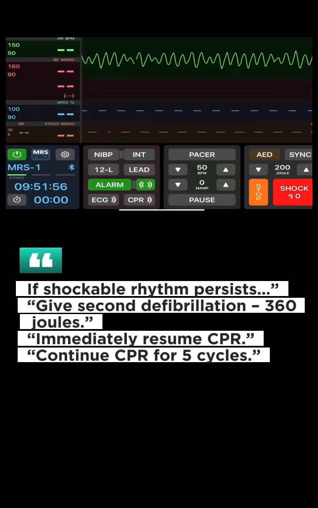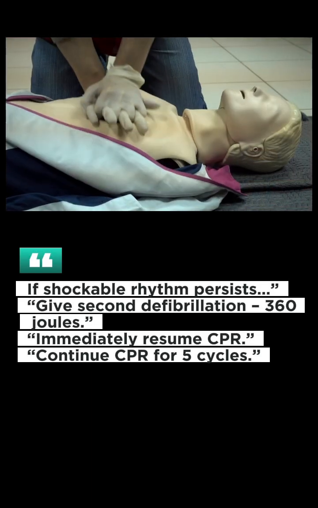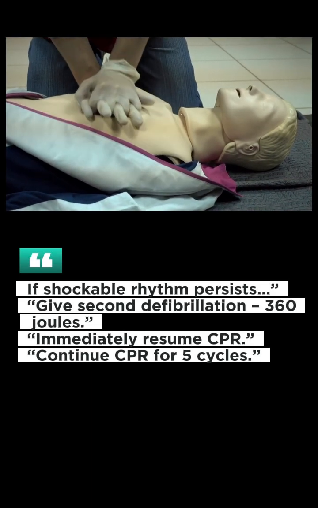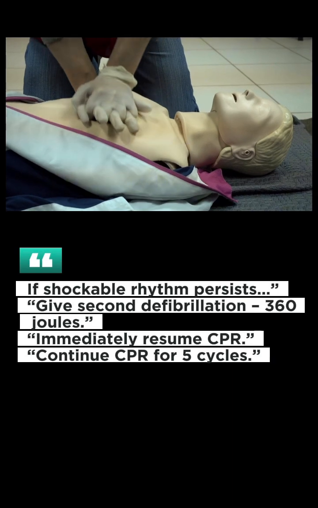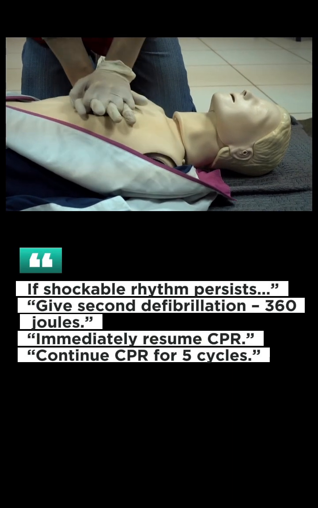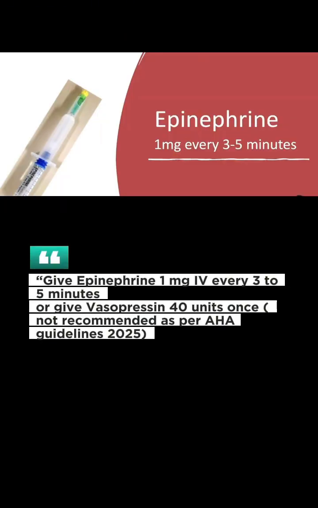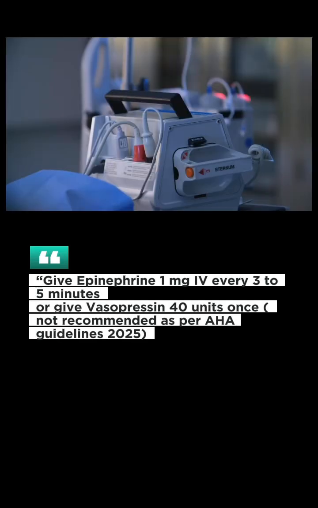And the second shock is given. In the second shock, if the shockable rhythm persists, give the second defibrillation, that is 360 joules if we have a monophasic device. Immediately resume CPR. Continue CPR for 5 cycles. Give epinephrine, this time 1 mg IV every 3 to 5 minutes, or give vasopressin 40 units once.